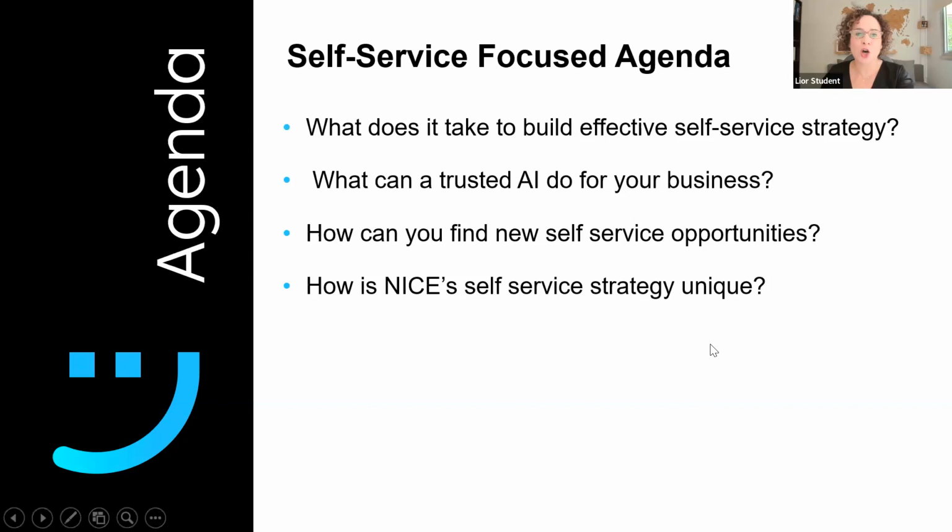This one is focused on self-service. If that's a specific area, that's a specific meeting dedicated to self-service, this could be an agenda. What does it take to build an effective self-service strategy? What can a trusted AI do for your business? How can you find new self-service opportunities? And how is NICE's self-service strategy unique?